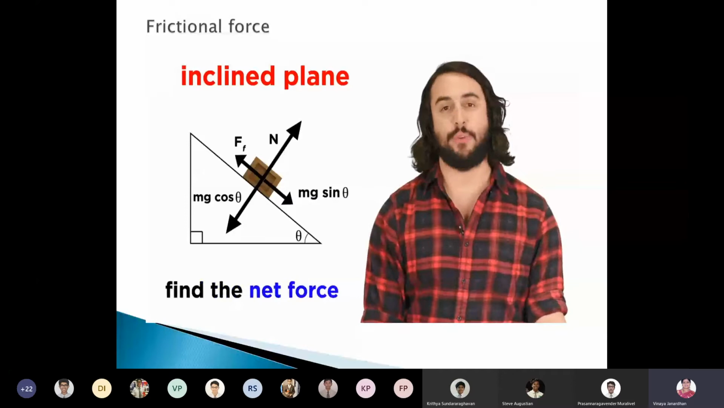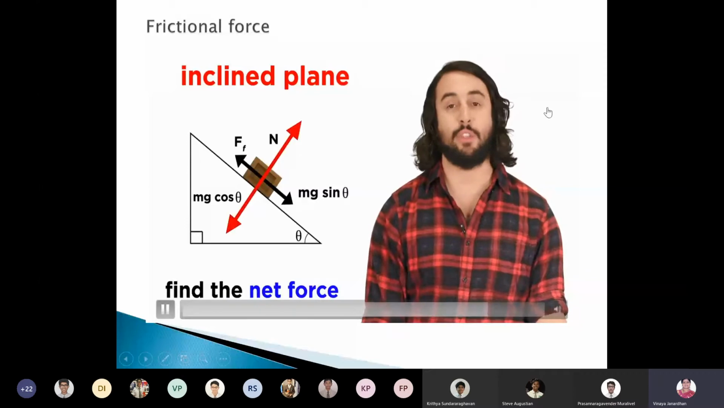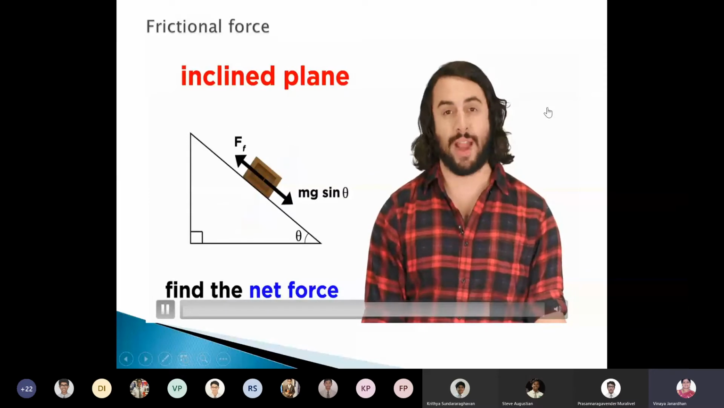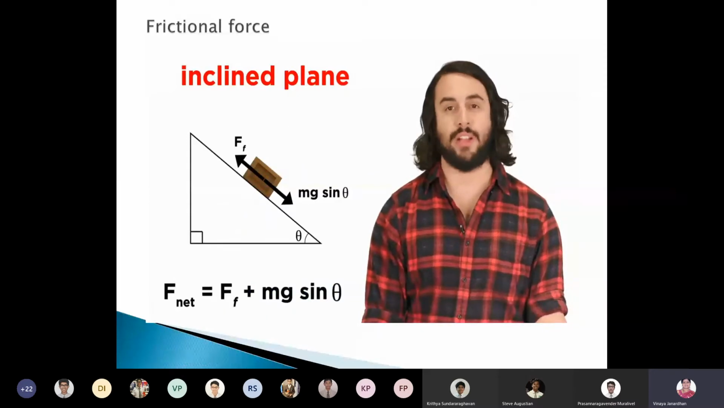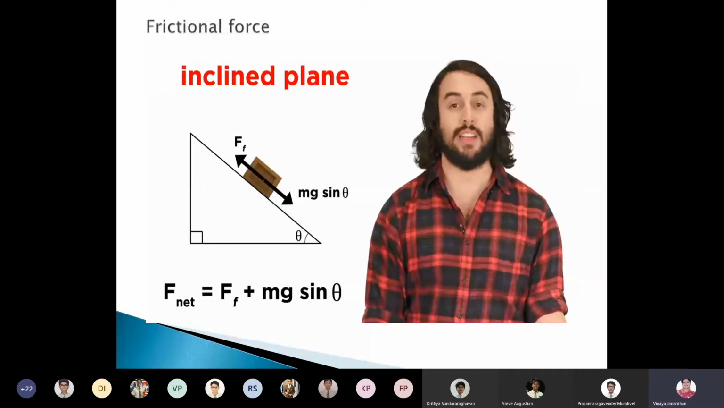If we calculate the net force acting on the block, this will allow us to predict the acceleration on the block as it slides down the incline. And since the two perpendicular forces cancel each other out, we just add the parallel ones together to find the net force. To try this more quantitatively, let's check comprehension.